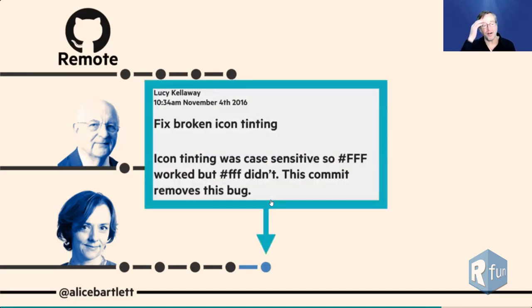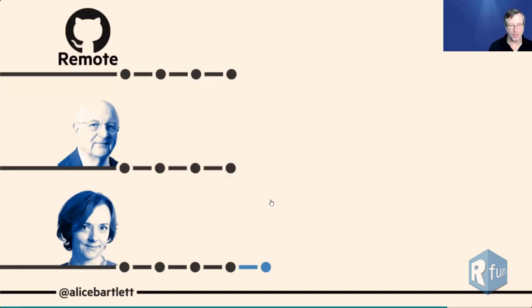Now what happens is Alice decides that she's gonna make a change. In this case, she's fixing some color icon tinting. It looks like by using the FFF code, she's making it brighter. This is removing some kind of bug. So she makes a change. And as you can see, she's one commit ahead of everybody else, right?